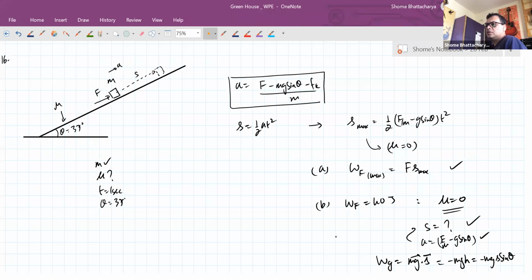So for part B, the work done is given to us as 40 joules. So we'll assume that coefficient of friction is 0. So once we know coefficient of friction is 0, we know the acceleration. It is F by m minus g sine theta. So we know the displacement. It will be half a t square. So then we will calculate the work done by gravity using the dot product. Mg is acting vertically downwards. So it will do negative work. So it will be minus mgh, where h is the vertical component of displacement.